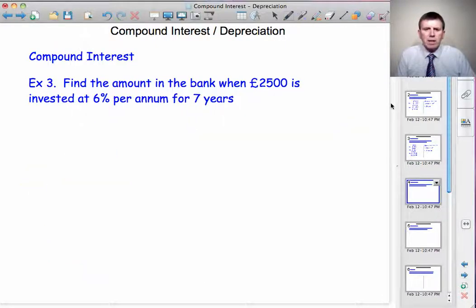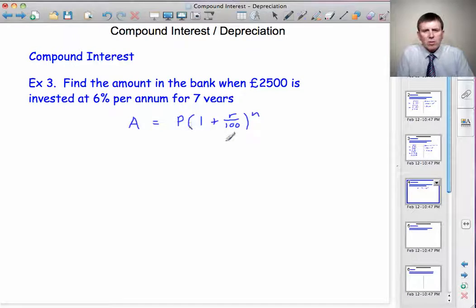For our next two examples, we'll just use one method, the calculator method. And we'll begin by writing down a formula. We can say that the amount in the bank is equal to the principal that we invest multiplied by 1 plus r over 100 to the power n. Now here r is the rate of interest and n is the number of years.